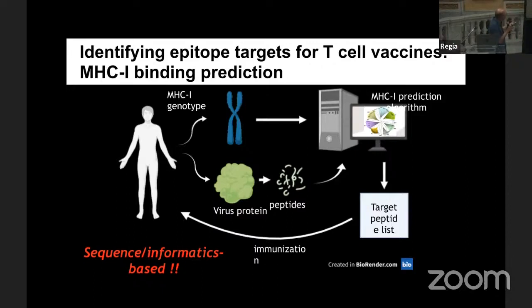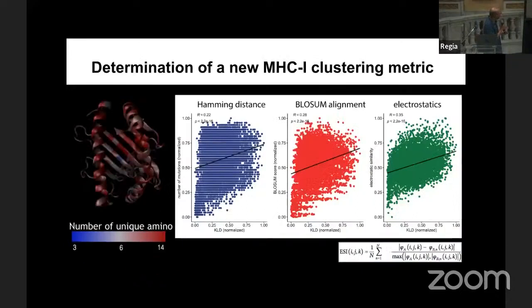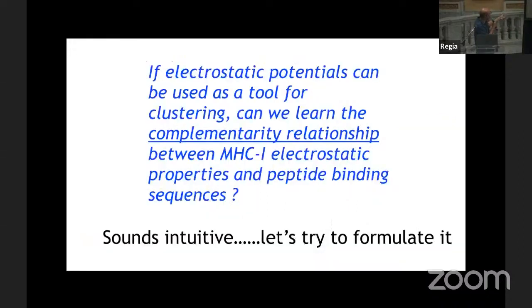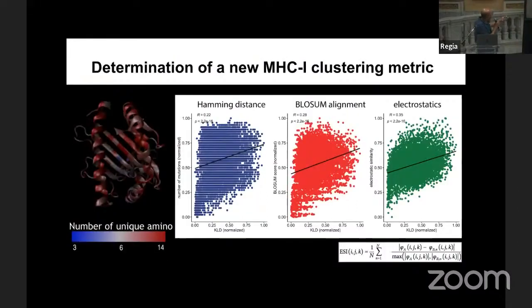So far, most of the work that has been done is pretty much sequence or informatics based. So can we do something that we like doing, namely to start doing things with electrostatics? So the first thing we did was, these proteins that you see, you can align them by the sequence, and you can find something called a Hamming distance.